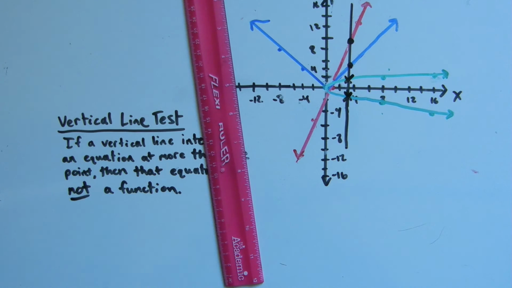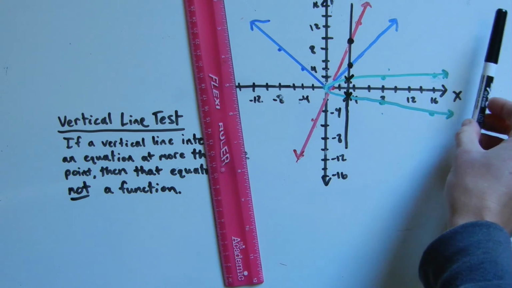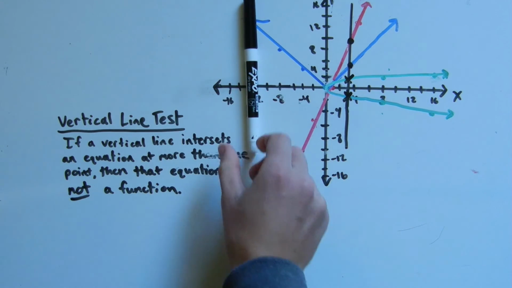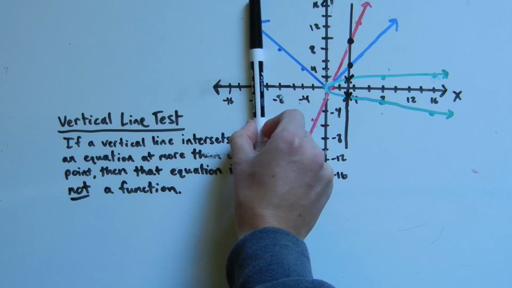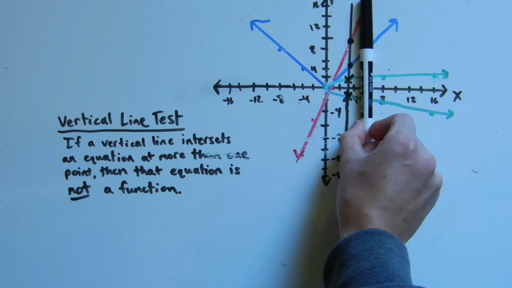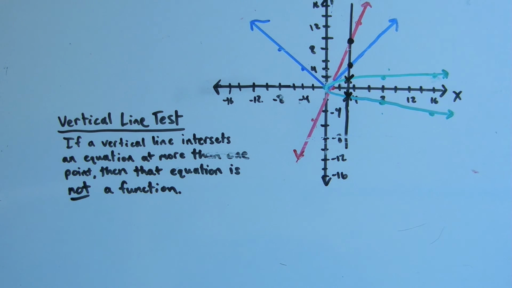And the vertical line test has to hold true all over the graph. So you can see if this marker was my vertical line, as I move it, it's still only intersecting the blue and red once, but it begins intersecting the green at multiple different points. And that is a quick introduction to what a function is.